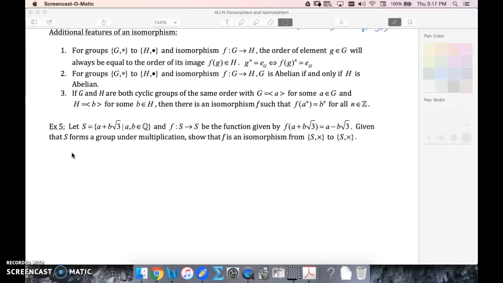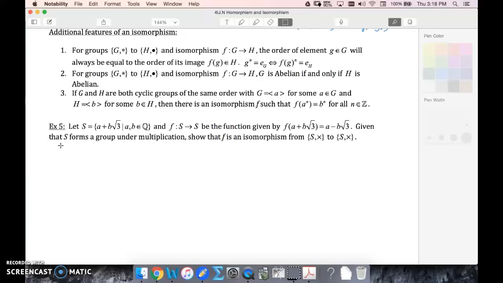All right, so let's look at this example. Now we've got our set of values S, a plus b root 3, a and b are both rational numbers. There's this function that maps from S to S, and here's the function itself. So we're told that S is a group under multiplication, so we don't need to do the properties of group, but to show an isomorphism, we do need to show that it's bijective, and we need to show that operations are preserved over our f: f of a times b equals f of a times f of b.